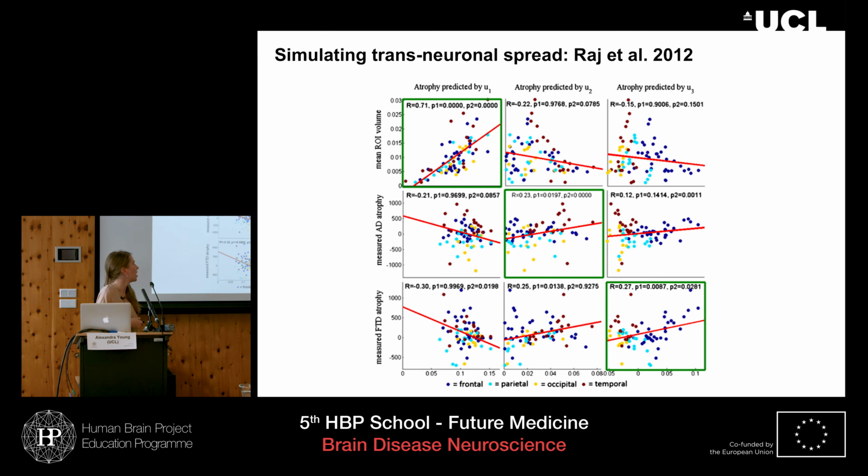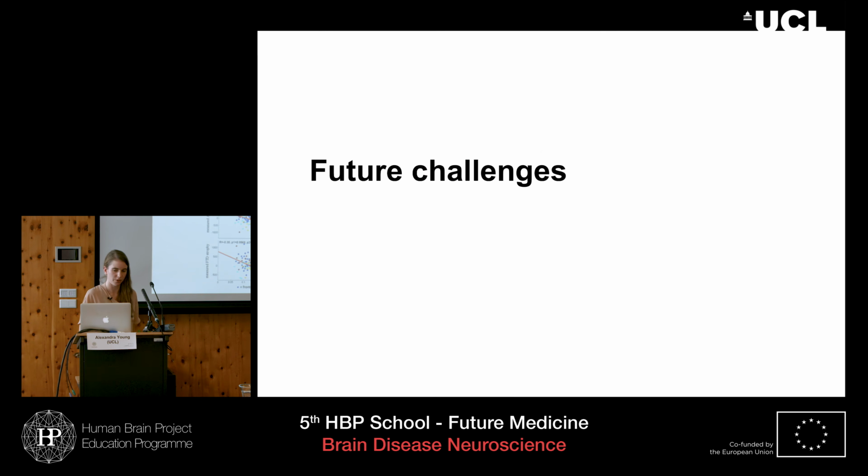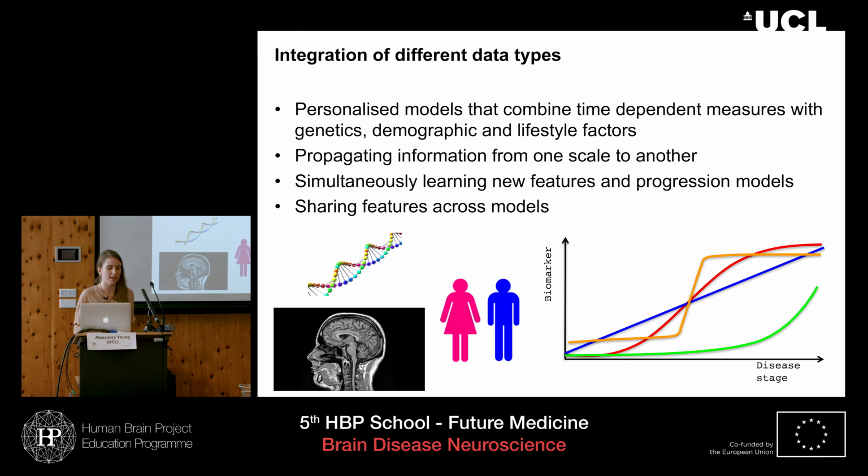And these models, particularly the second type of model, have been extended a lot recently to model various different types of mechanisms, including amyloid clearance, for example, and build-up. So I'm just going to say a little bit about future challenges of these kind of models. This is by no means comprehensive, but just highlighting a few things. So the first one that I've picked is integration of different data types.